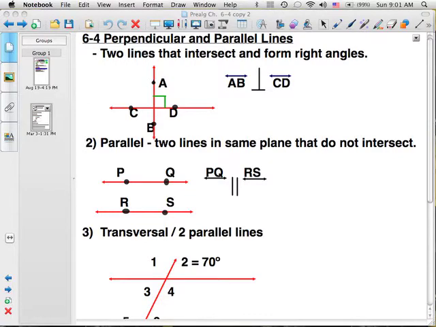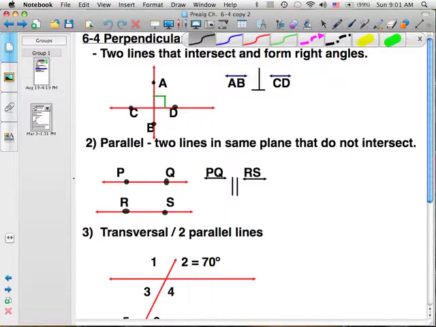If you have two lines that intersect and form right angles, they are called perpendicular lines. So here we have line AB, and this is a symbol for perpendicular. It looks like an upside down T. AB is perpendicular to line CD. So that means, and here we have the little square to represent right angles, all the angles here are 90-degree angles.